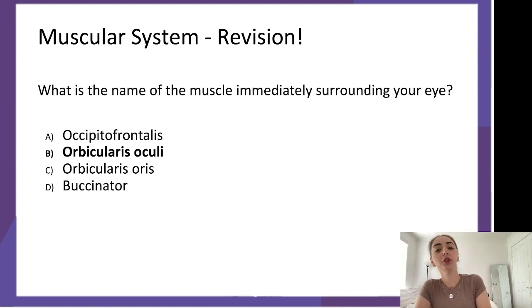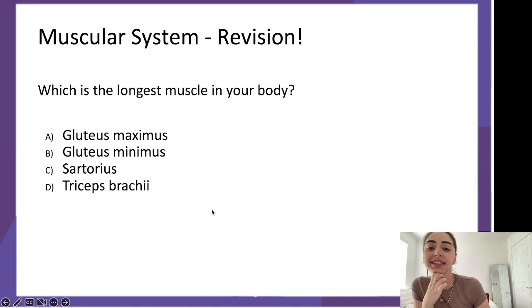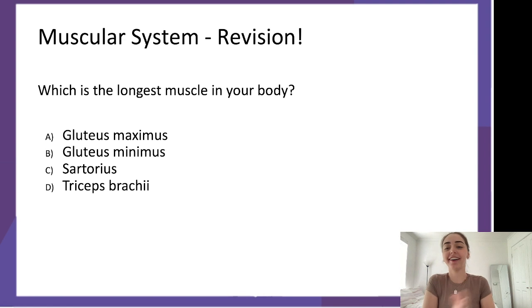All right, so we think it's B. You are correct. Orbicularis oculi is immediately surrounding your eye. Okay, what is the longest muscle in your body? I'll give you guys the opportunity to answer this, because I haven't told you this yet. I'll tell you where these muscles are after. Just see if we can give it a go without Googling, because I have a feeling some of us maybe have used Google. So try and just see if you know. After all, it's anonymous.